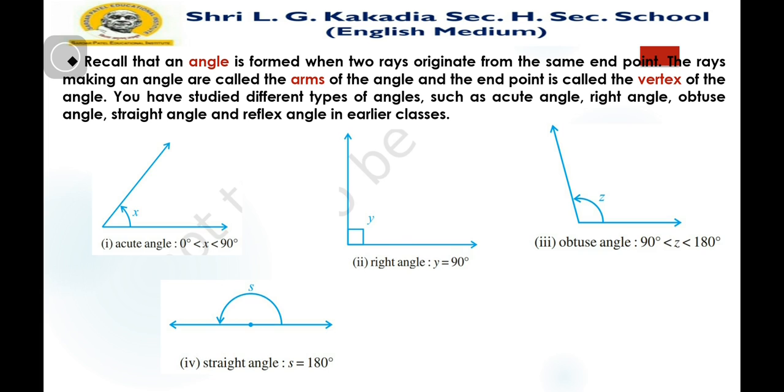Here you can see that in figure 4. And the reflex angle. What is a reflex angle? If the angle is between 180 degrees and 360 degrees, it is known as a reflex angle. As you can see in the figure, T is a reflex angle in figure 5. So you have already studied such angles in earlier classes.